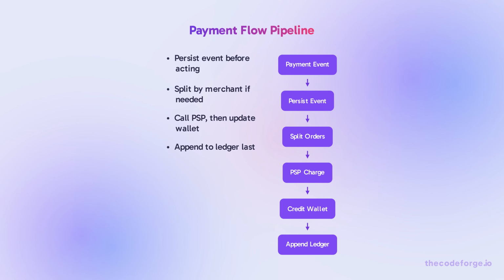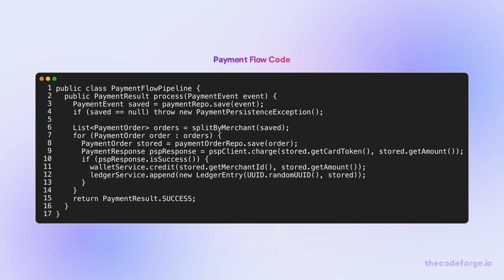The canonical payment flow. Persist the event first for durability, split into orders, charge the PSP, credit wallets only after success, then append to the ledger. Never update the wallet optimistically. This code shows the flow. Persist the event, split orders, charge the PSP, then credit wallet and append ledger only on success. If the PSP fails, you don't credit, avoiding ghost money.